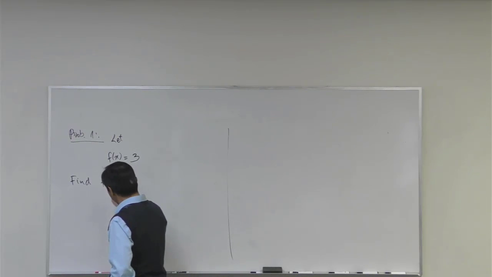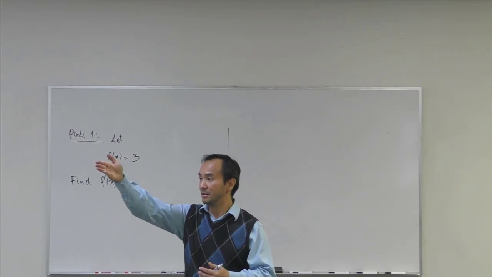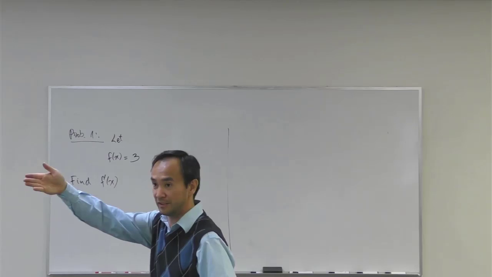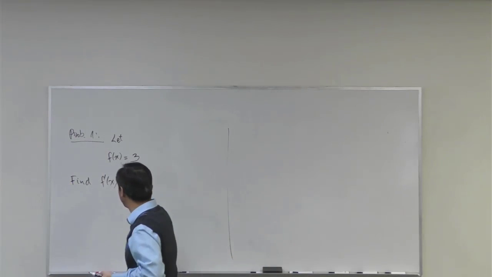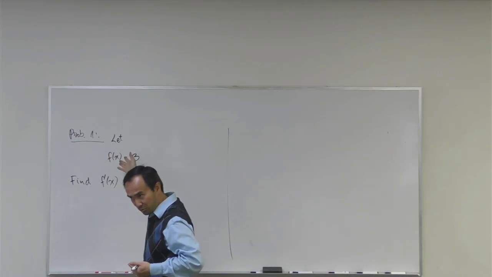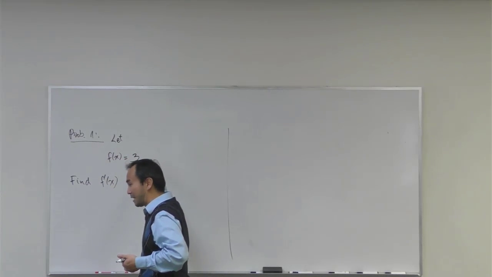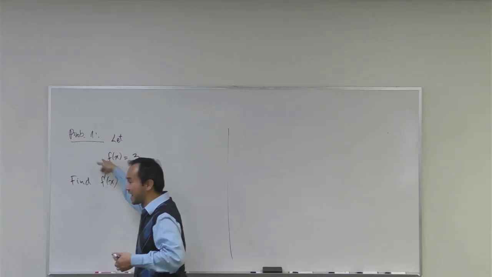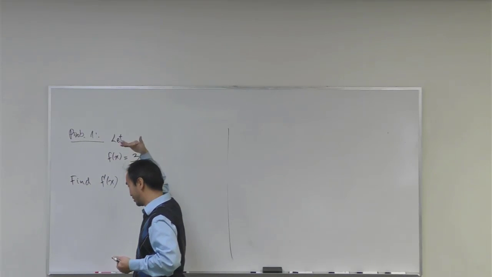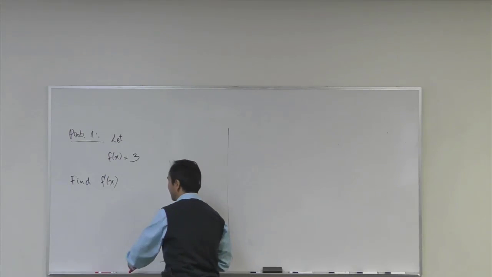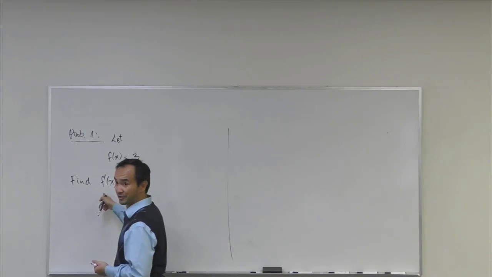But here's the thing: what kind of function is this? Yes, it's a constant function, right? Because if you input x equals 5, the function comes out with output 3. You input x equals 1,000, the function comes out with output 3. You input a negative number, the function will come out with output 3 again. That's why it's a constant function. Good.